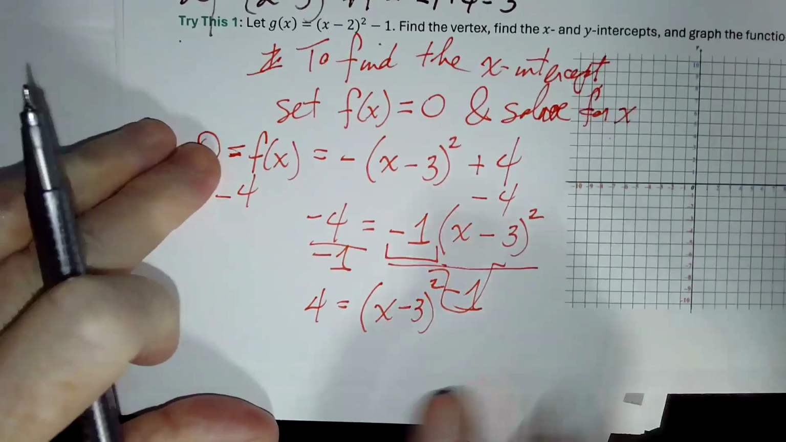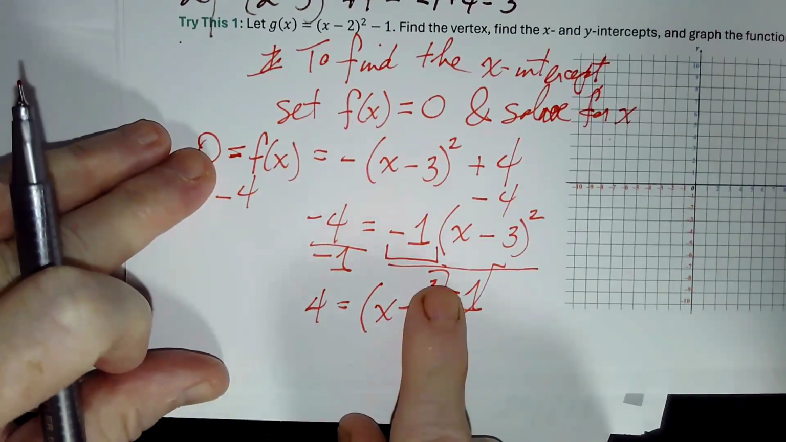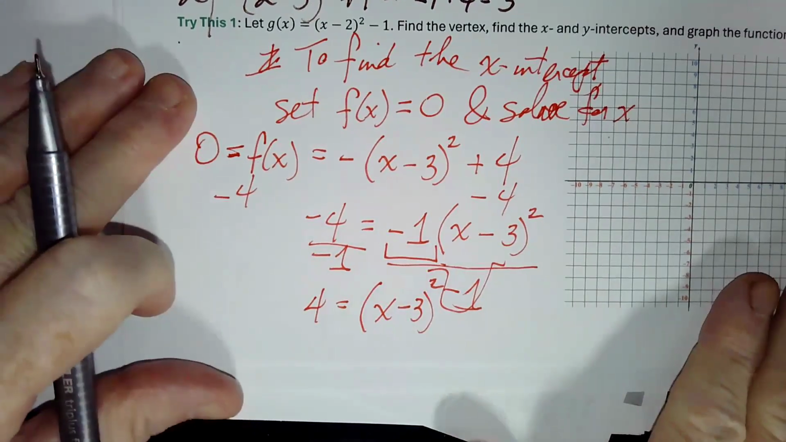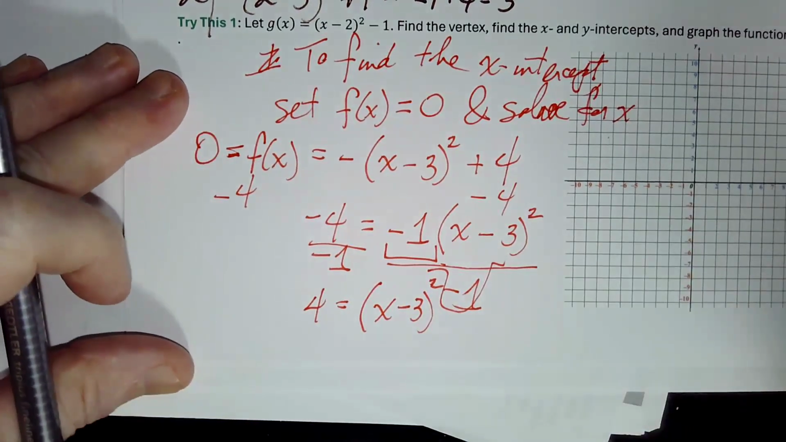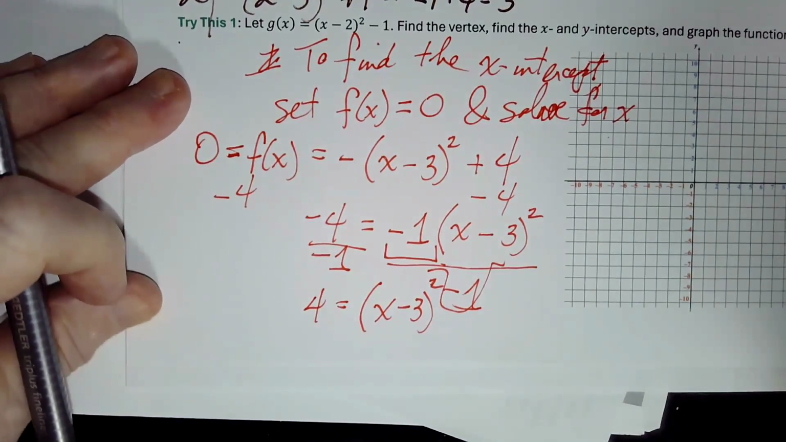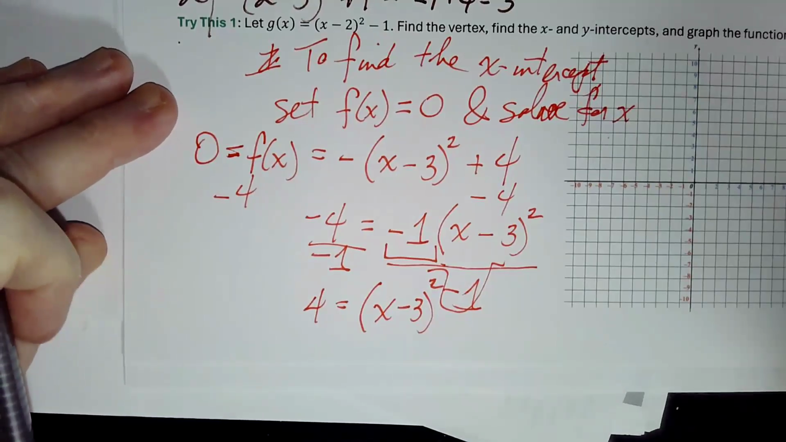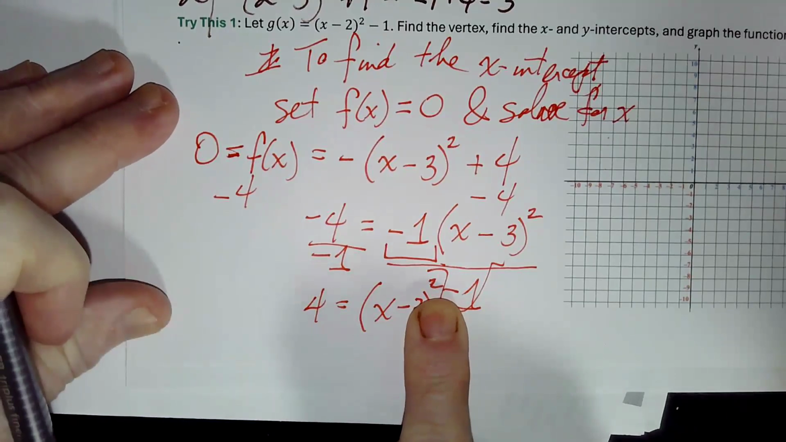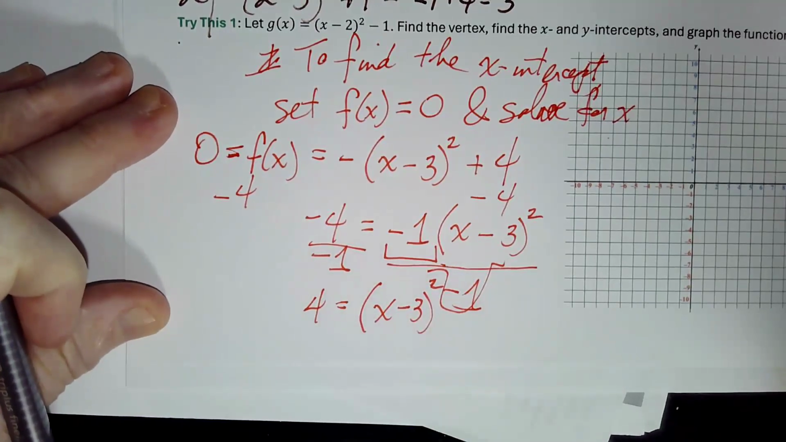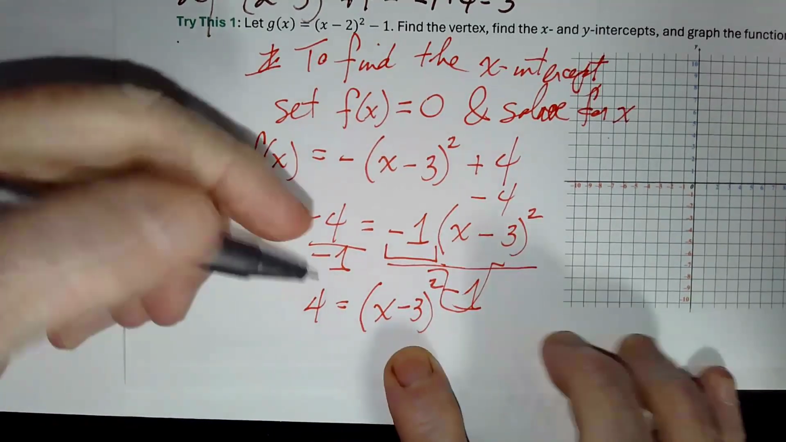All right, so we've got 4 is equal to x minus 3 all squared. You know that adding is the opposite of subtracting, and dividing is the opposite of multiplying. What is the opposite of squaring? Square root. Good. So we want to take the square root of both sides.